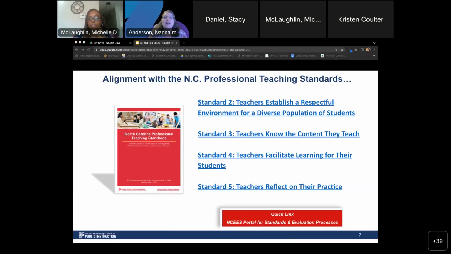So the alignment with the NC professional teaching standards, we always think it's important to connect our work with the teaching standards as you are thinking about what you're doing in your classroom and how you can have artifacts and ways to demonstrate your great work. So when we're working with our multilingual learners, different aspects of that work can tie into different standards. And so we were highlighting here, when you're establishing a respectful environment for your diverse population, as you are paying attention to the ELD standards and looking at the assets that your multilingual learners bring, that ties directly into standard 2.